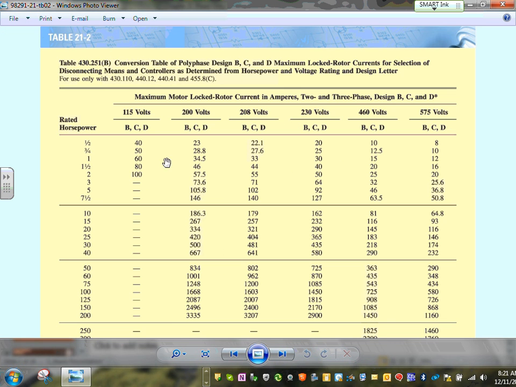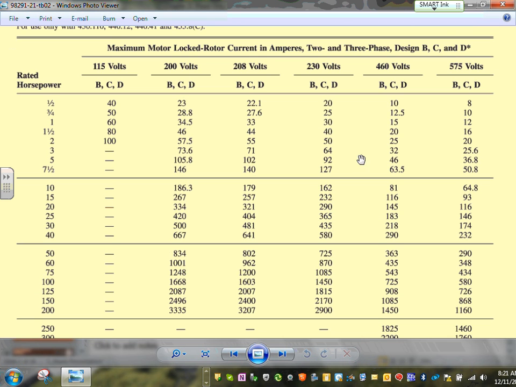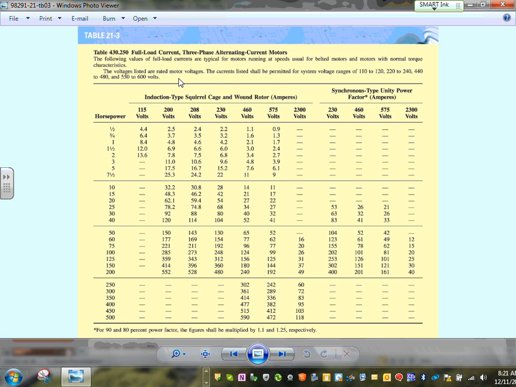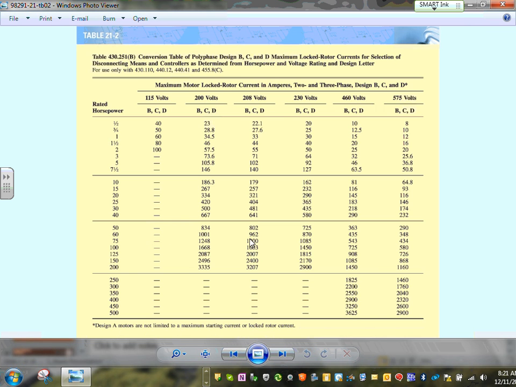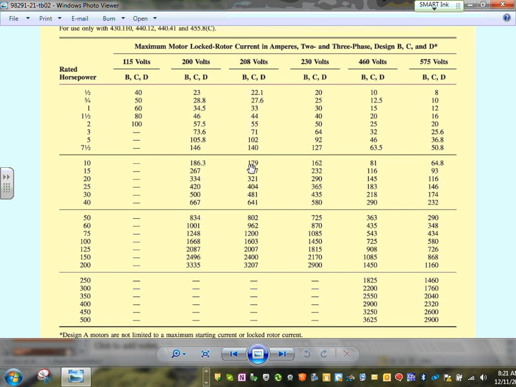Also, 250.1b, the same thing. If I have a 10 horsepower, 3-phase motor running at 460, the locked rotor current is 363. So it will help you size a horsepower for your disconnect. 3-phase, what was that one? That was for conversion, selection of, so conversion for BC.